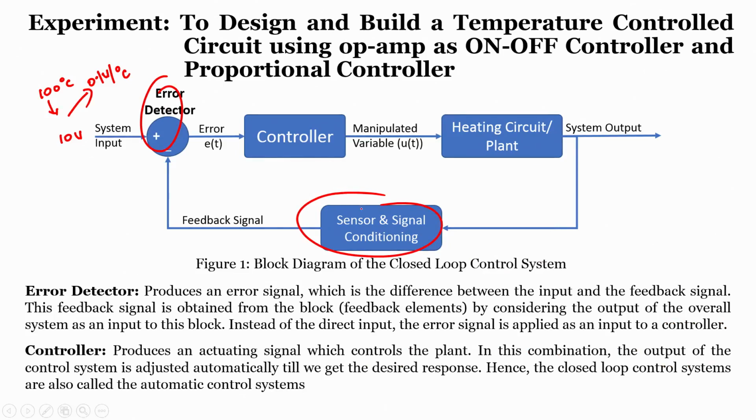Now we will see the working of the heating circuit or the plant, then we will look into the controller part. Once everything is done, one by one we will see the breadboard or the PCB board that we have created for the complete experiment. We can see how exactly these are working, and finally we will demonstrate the controlling output based upon the system input.